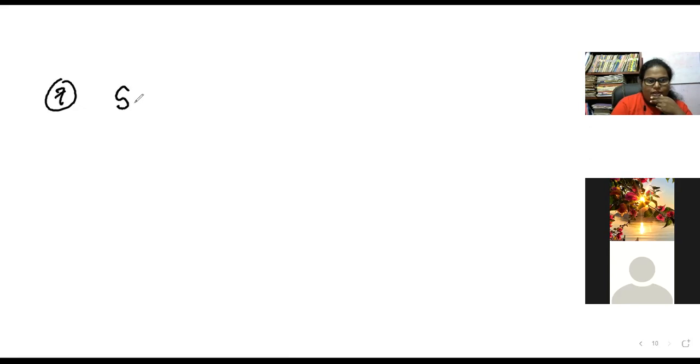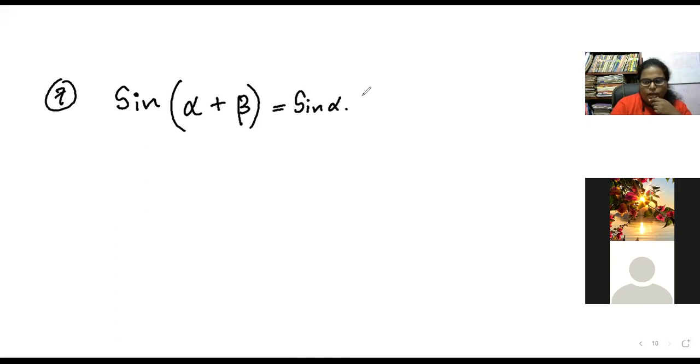You have learned sine alpha plus beta, right? So sine alpha plus beta can be written as sine alpha cos beta plus cos alpha sine beta. This is the next formula that you have learned under these trigonometric identities, right? And if there is a minus sign here, that means sine alpha minus beta, so the sign is changing here, like sine alpha cos beta minus cos alpha sine beta, right?